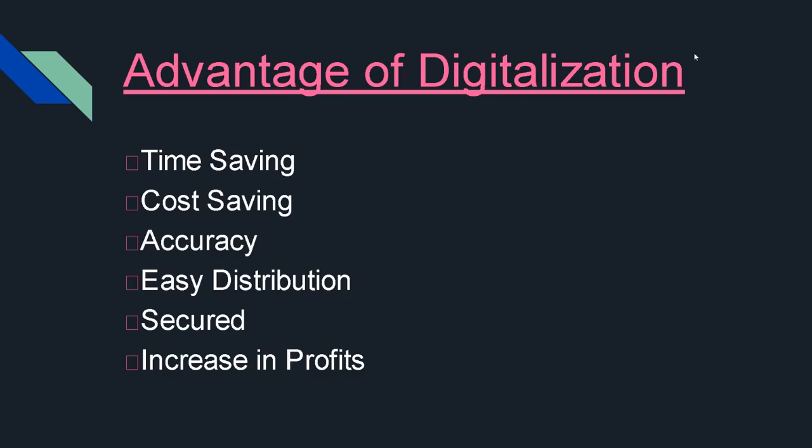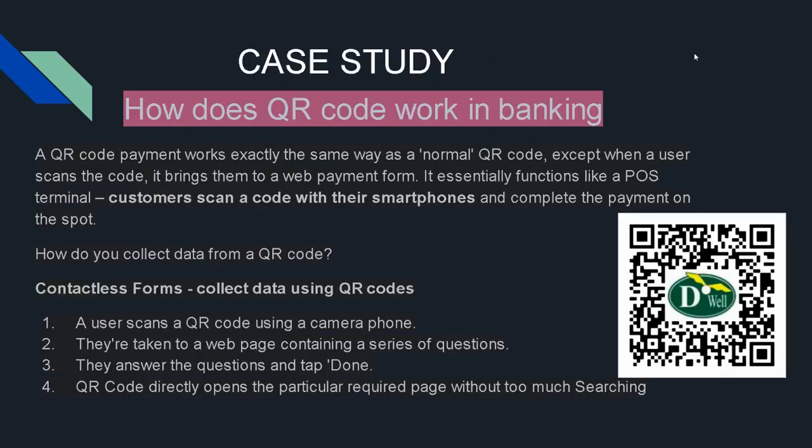So these are the advantages, or you can say the key points, of digitalization: it is time saving, cost saving, secured, easy distribution, increases profits, and the most important, accuracy, which you need the most when you are preparing any documents, booking something, or ordering something. So these things come as pointers for the digitalization way in your business life, because they are really important when you are running a business on an online platform.